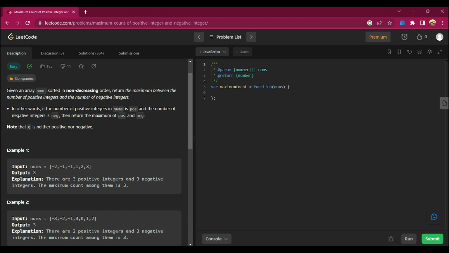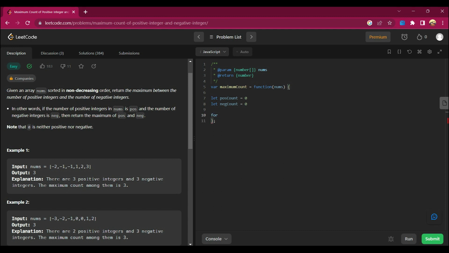So what you will be doing here is creating two variables as two counters. Let's say posCount is equal to 0, and let negCount, that will count the number of negatives, is equal to 0. Any value that is greater than 0 will be our positive count, and any value that is less than 0 will be our negative count.